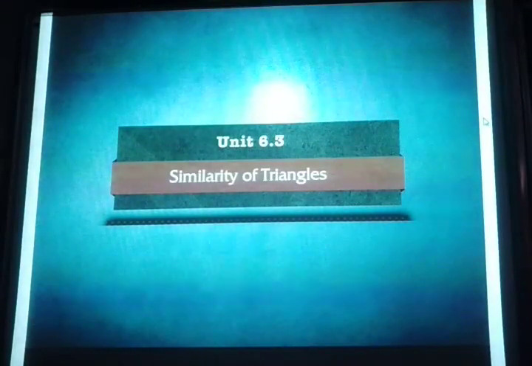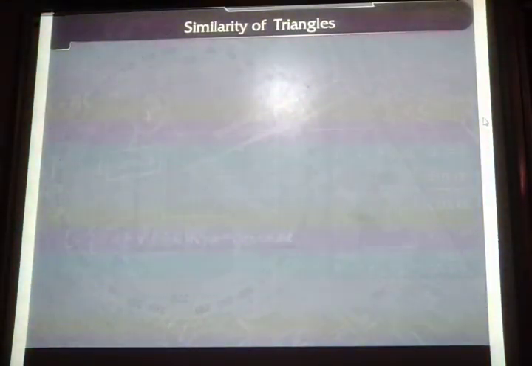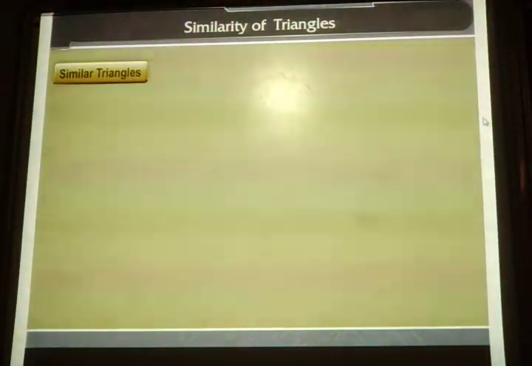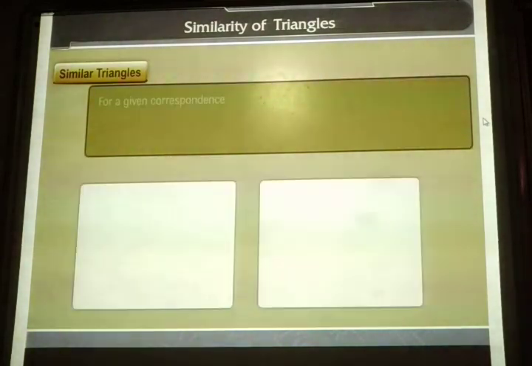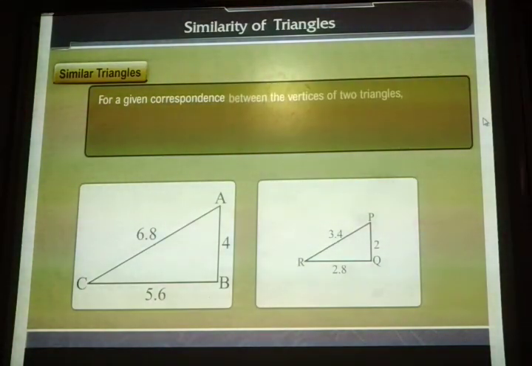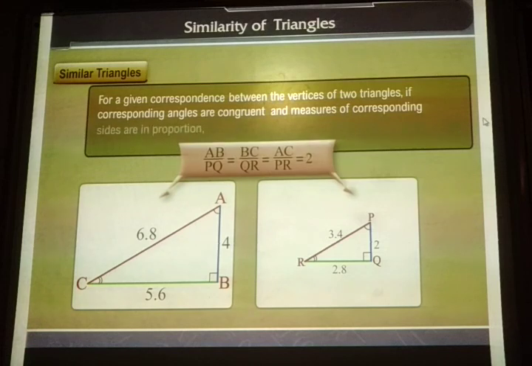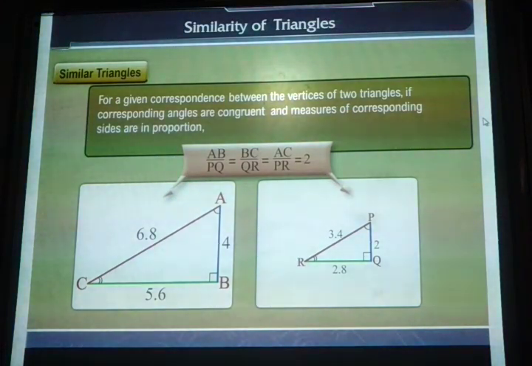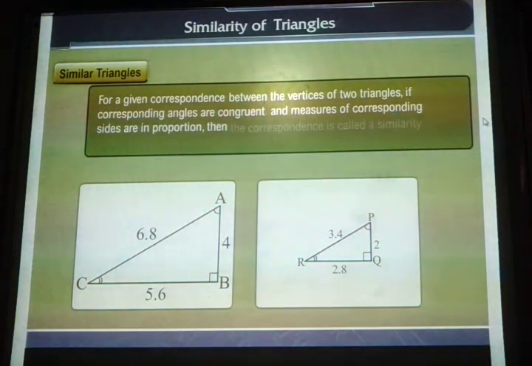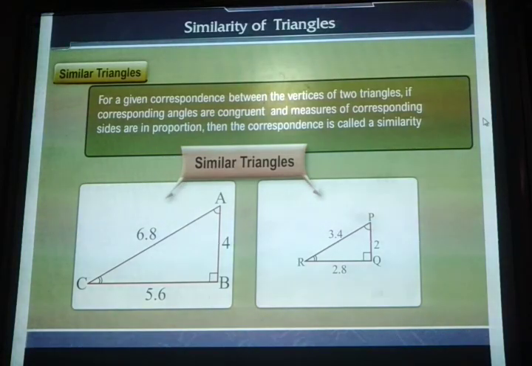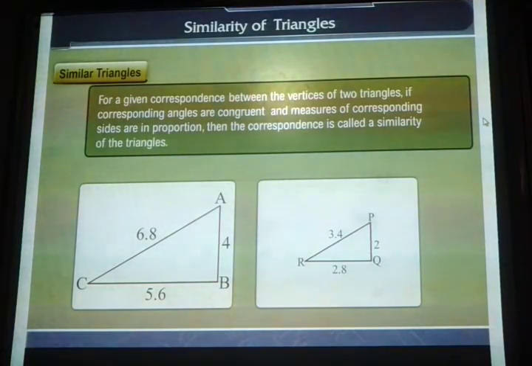6.3 Similarity of Triangles. Definition of similar triangles. For a given correspondence between vertices of two triangles, if corresponding angles are congruent and measures of corresponding sides are in proportion, then the correspondence is called a similarity of the triangles.